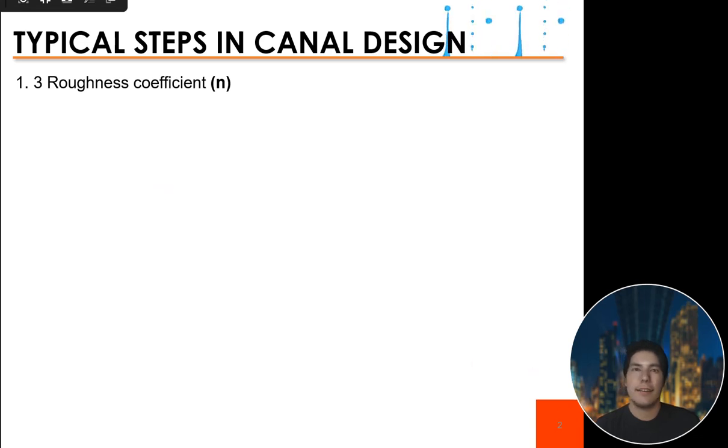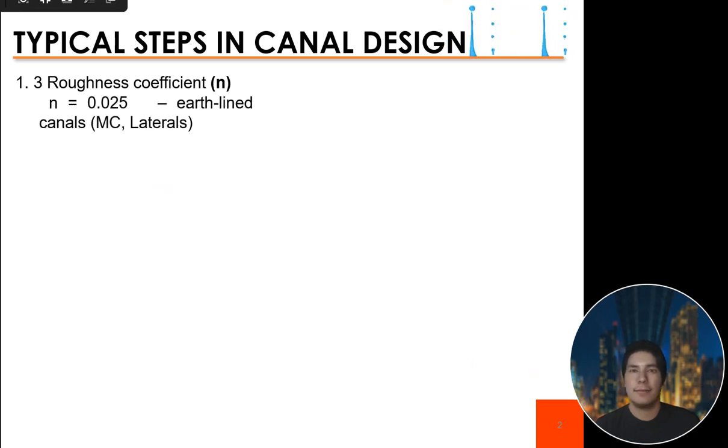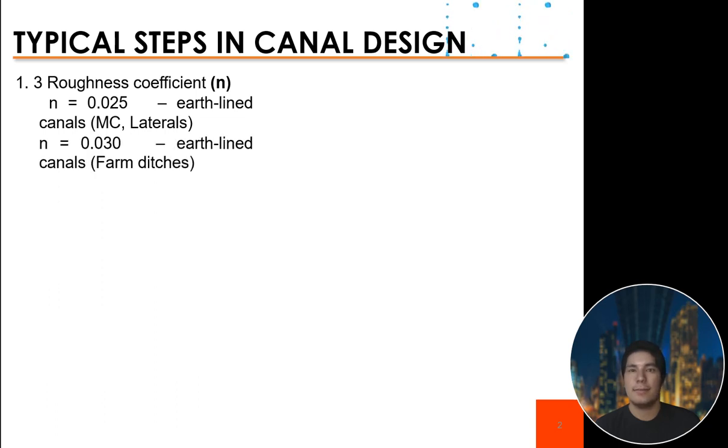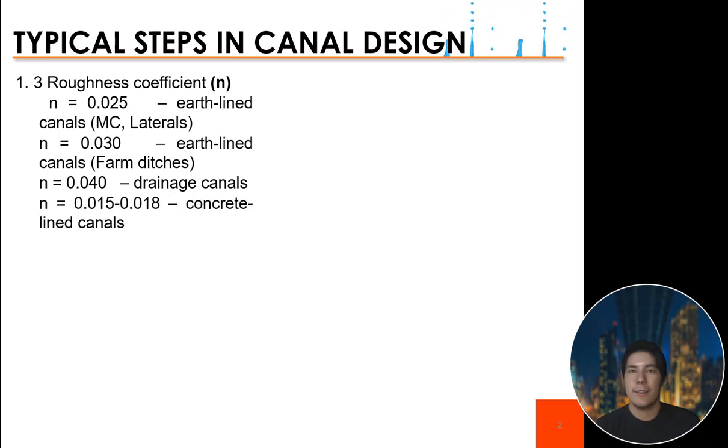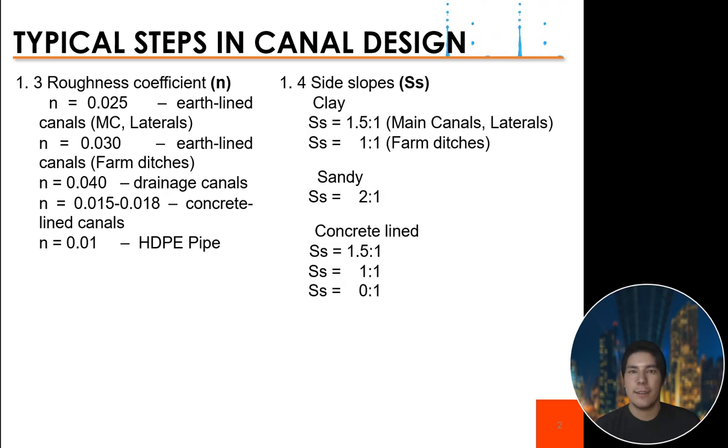Okay, so third is the roughness coefficient. So for earthline canal, for main canals and laterals, we use n equals 0.025. For earthline canal, for farm ditches, yung ginagamit natin is 0.030. And for drainage canals, we have 0.04. And for concrete line canal, we use 0.015 to 0.018. And for HDPE pipe, we use 0.01.